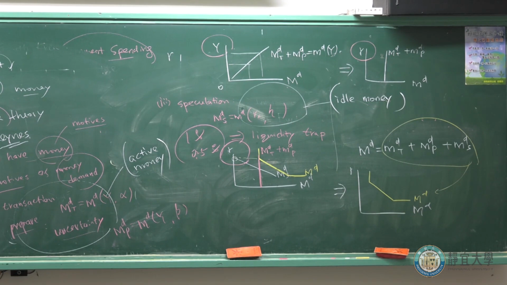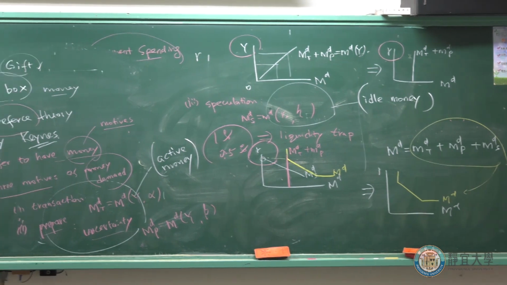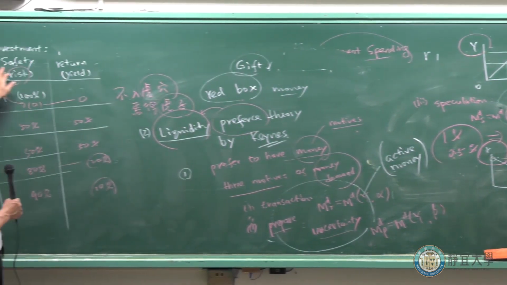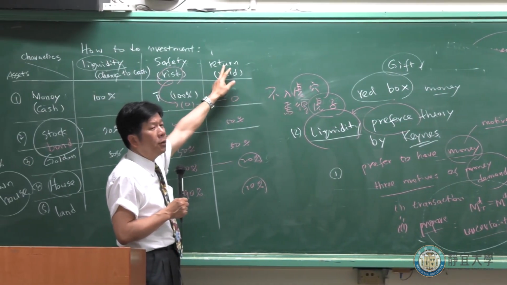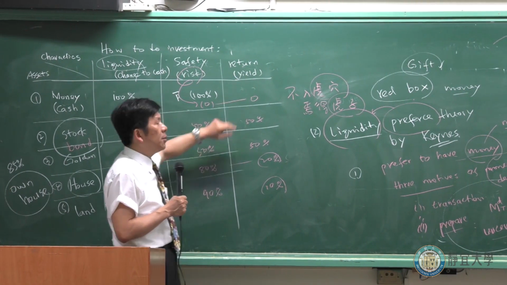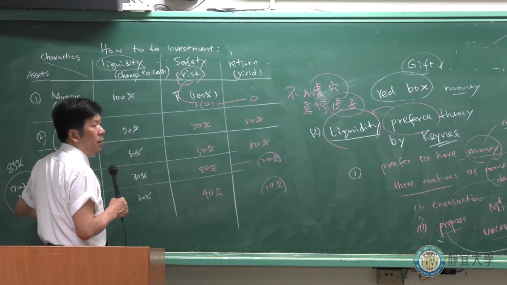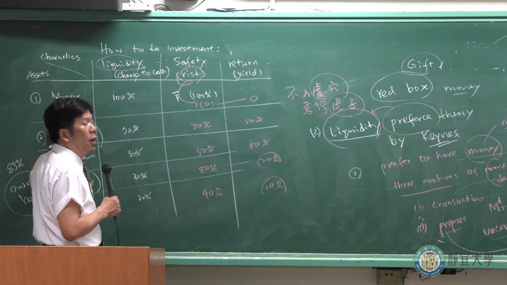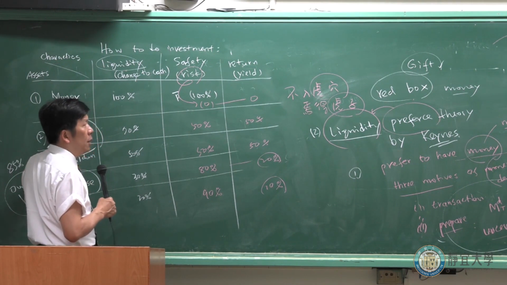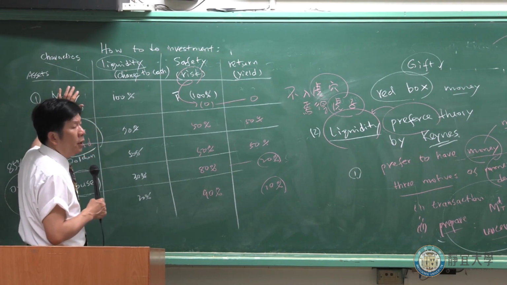So liquidity means one day we have a portfolio choice, or you want to try to do some investment. You need to consider three special characteristics: one is liquidity, one is safety, one is return. You have so many different assets, and then you need to manage by yourself. How much money do you want to have?